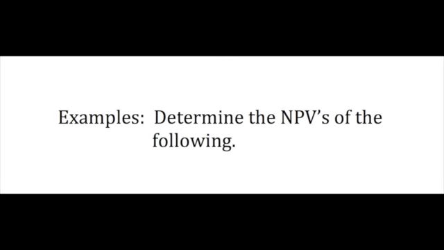Okay, now let's figure out the NPVs of a bunch of rationals here. So first of all, 3 over x minus 2. Well, again, it's the denominator that we can't allow to go to 2.